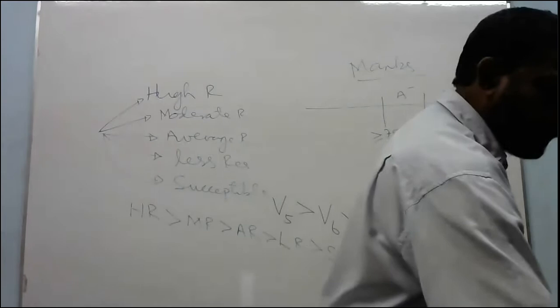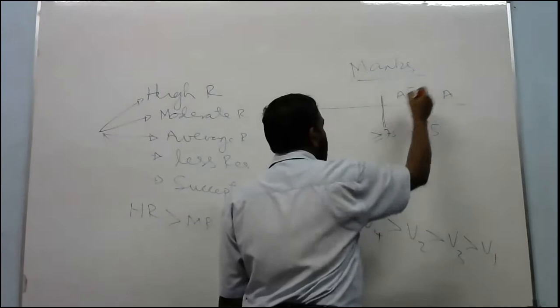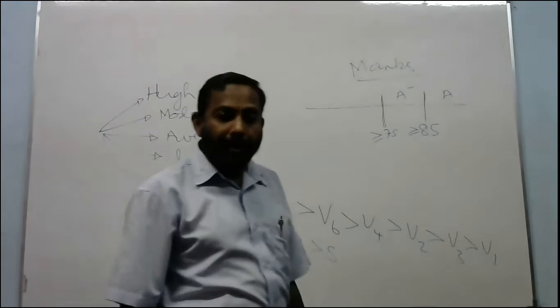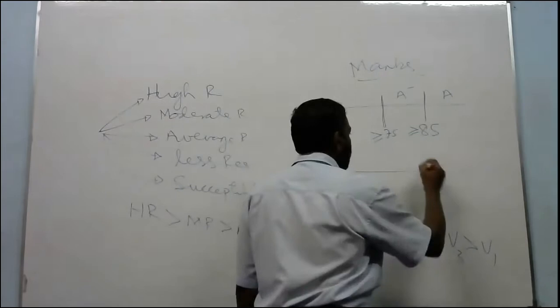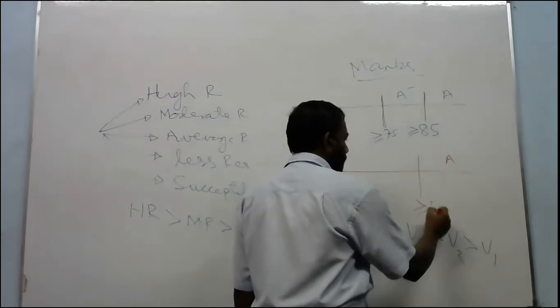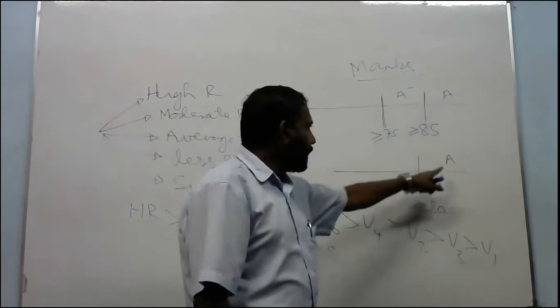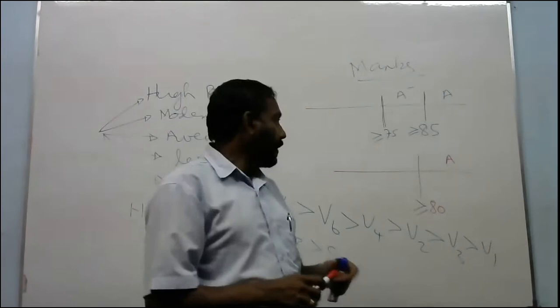So here, these demarcations are called arbitrary demarcations. Maybe if you go to some other university, they may give an A to maybe more than or equal to 80 marks. More than or equal to 80 marks will be getting A. So there is no exact boundary as such.